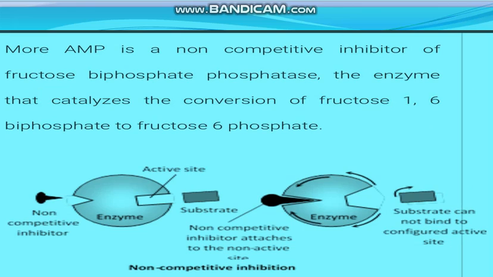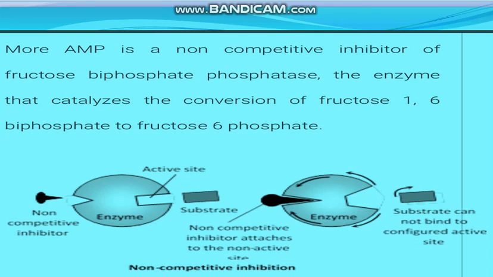So AMP is a non-competitive inhibitor of fructose bisphosphatase, the enzyme that catalyzes the conversion of fructose 1,6-bisphosphate to fructose 6-phosphate. So this is an example of a non-competitive inhibitor.